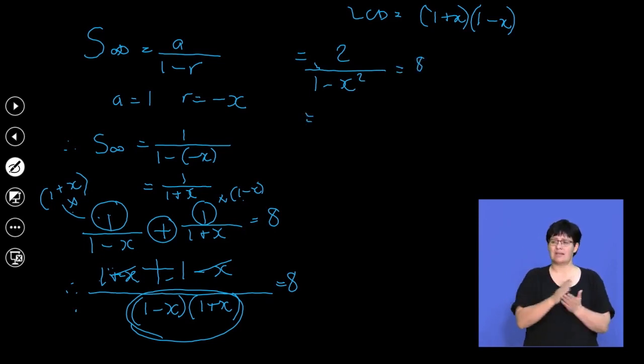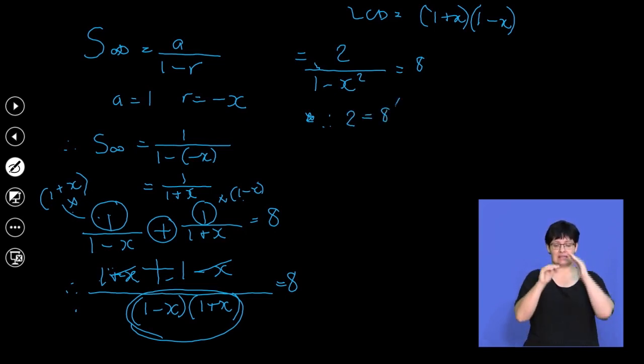Okay, we want to get rid of that denominator by multiplying both sides of the equation by the 1 minus x squared. So when we do it on the left side, well, we're just left with a 2, and when we do it on the right side, we're going to multiply the 8 by the whole of 1 minus x squared.